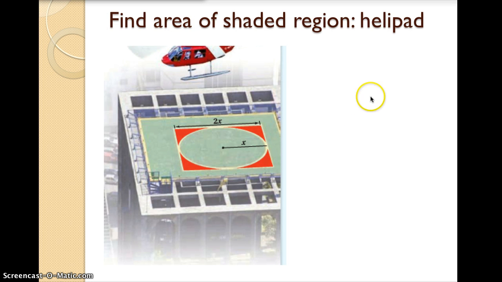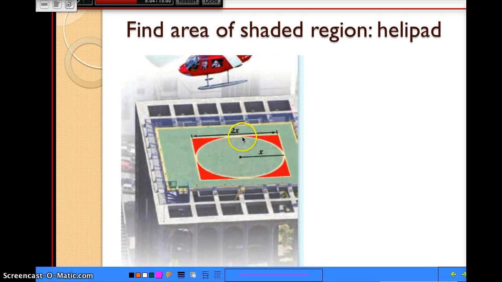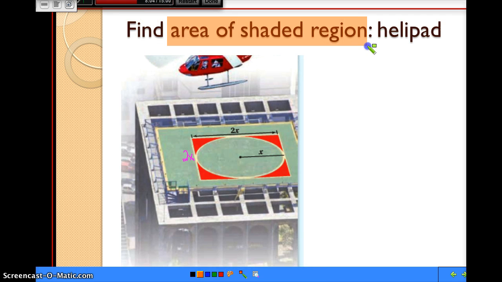All right, let's look at a helipad. A helipad is a pad, actually, it's the landing base for a helicopter. If you look at this picture, we're talking about a square. And the square is 2x by 2x. And the radius of the circle within that square is x. They want me to find the shaded region of the area of the helipad. Okay, so now the shaded region is what you see in red, those little triangular corners.